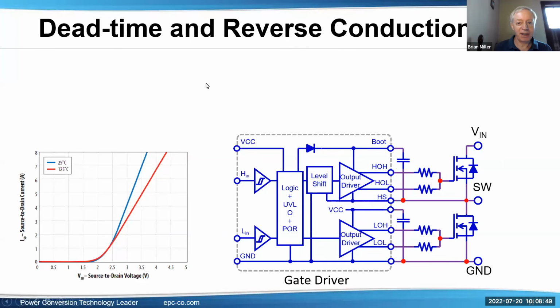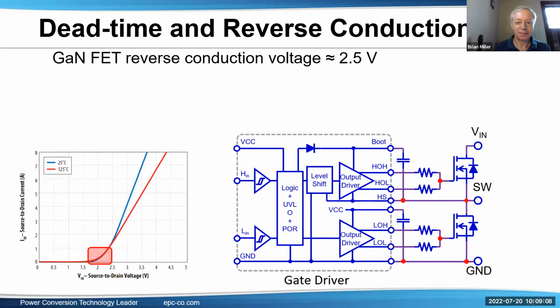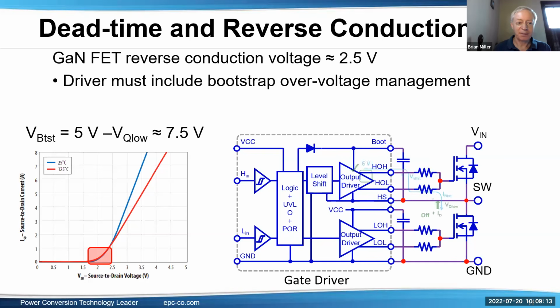Okay, first let's cover dead time and reverse conduction. As you saw before, there is reverse conduction, but the voltage is a little bit high. So on the positive side, you don't have the reverse recovery, so you don't have to worry about that, but you don't want to spend a lot of time in dead time just because of the voltage in the reverse direction. Estimate about 2.5 volts.